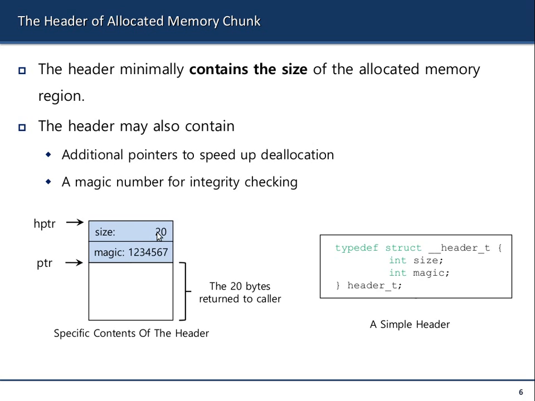You got the idea? So this is the structure, for example, for the header. And yung magic number, it's some kind of a hash or some kind of a checksum to determine the integrity of that particular chunk of memory. Okay? So, integrity checking, usually these are checksums, okay, sum of the bytes in the memory area.